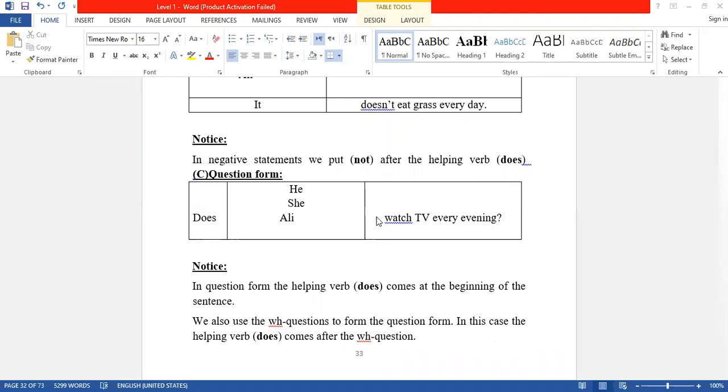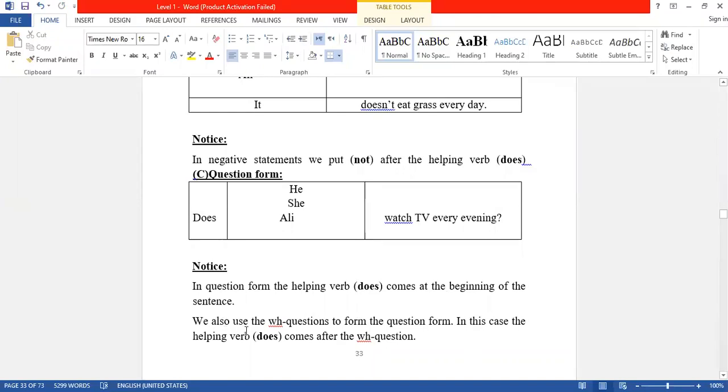So in questions, we are going to put does at the beginning of the question. Then we put the subject, then the verb without S or ES or IES, object, plus the rest of the sentence. In questions, the helping verb does comes at the beginning of the sentence. The beginning بمعنى بداية، at the beginning of the sentence or the question.